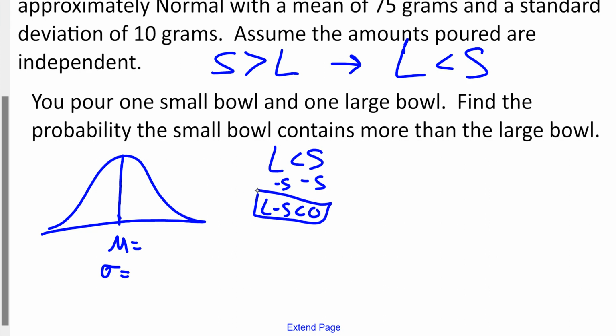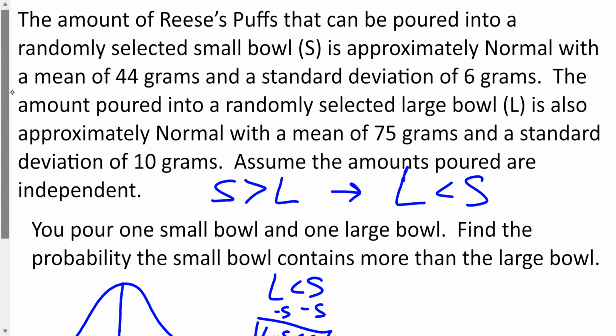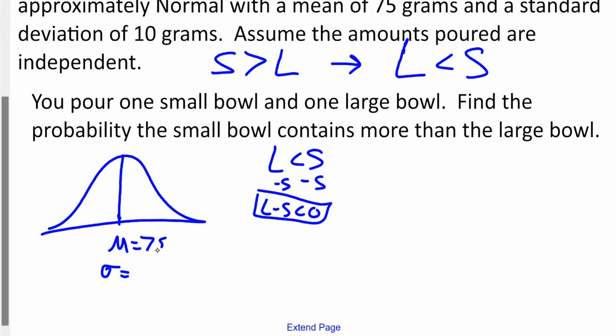Okay? Now, L minus S, we are subtracting. So the mean would be a large minus a small. So that's 75 minus 44, and you get 31. That is your number. Okay? The standard deviation will be the square root of 6 squared. So that's each of it. Doesn't matter that we're subtracting now. It is still adding the variances in here. 6 squared plus 10 squared, which actually gets you square root of 136. Not a perfect number, but that's what we're going to deal with.